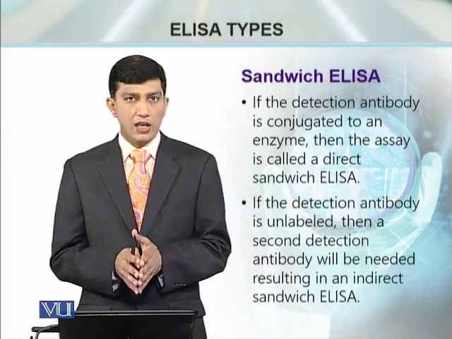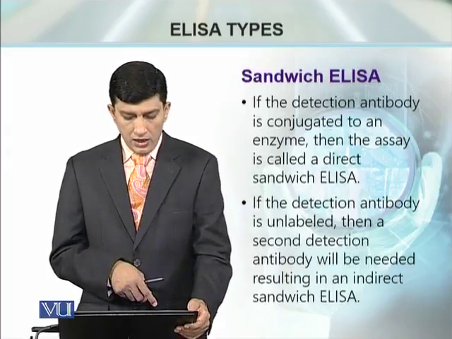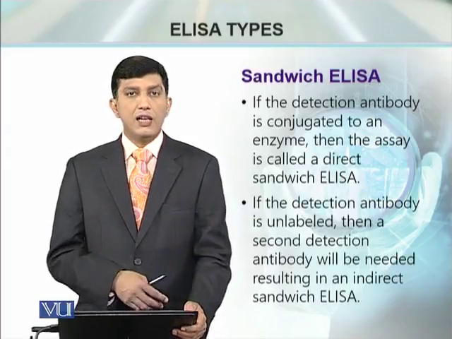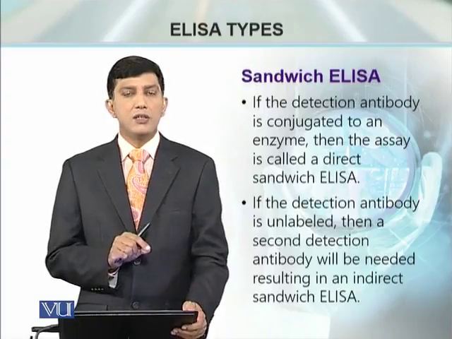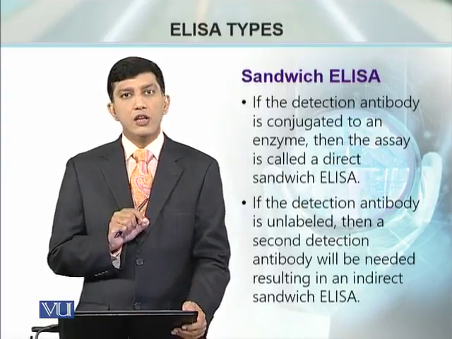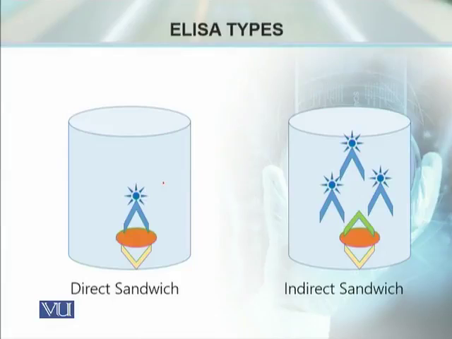indirect sandwich ELISA. The sandwich ELISA differs from the conventional ELISA in the sense that it uses two antibodies as compared to the other one in which we only use one primary antibody. This figure shows you the difference between direct sandwich ELISA and indirect sandwich ELISA. In direct sandwich ELISA, the primary antibody is coupled with the enzyme.